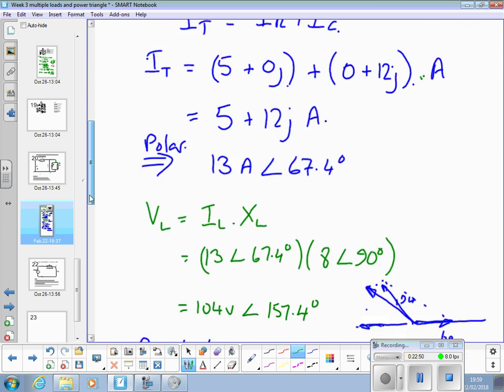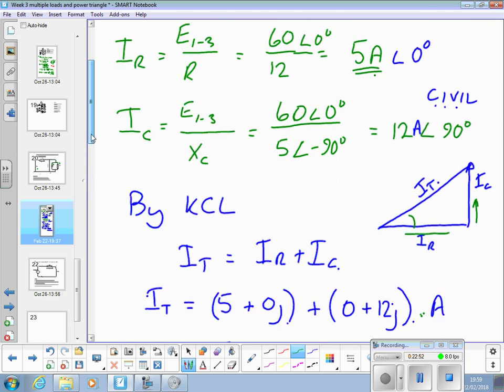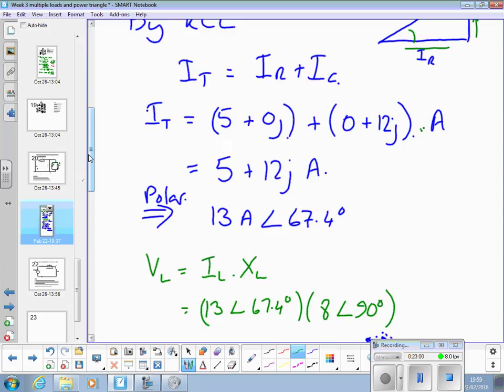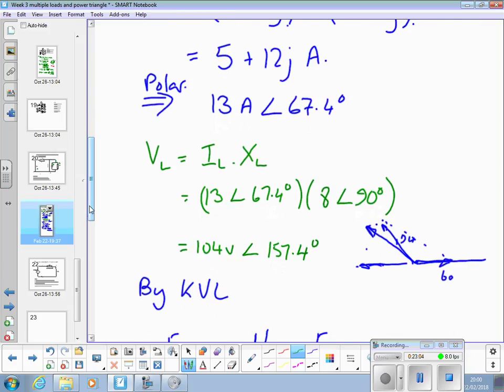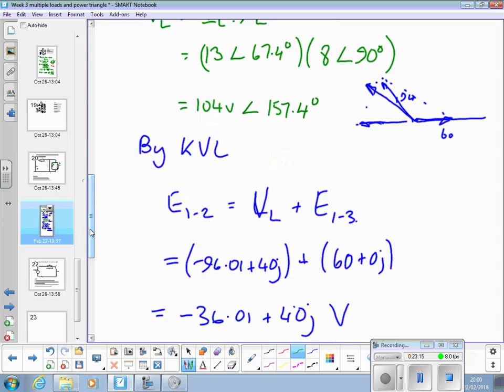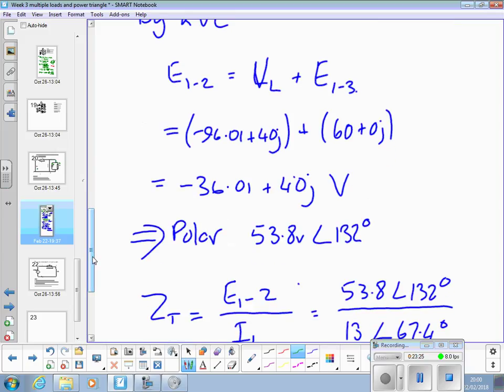Using that current, we've then found the current through the inductor by Kirchhoff's current law. So we added the two currents together to get 13 amps. That's what we've done there. Found the volt drop across the inductor, 104 volts, big angle. Then used that voltage added to E313 to find the supply voltage, which comes out at 53.8 volts.